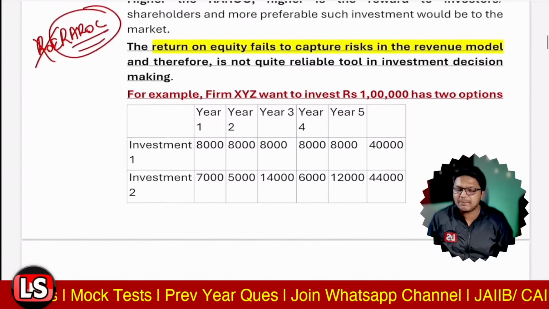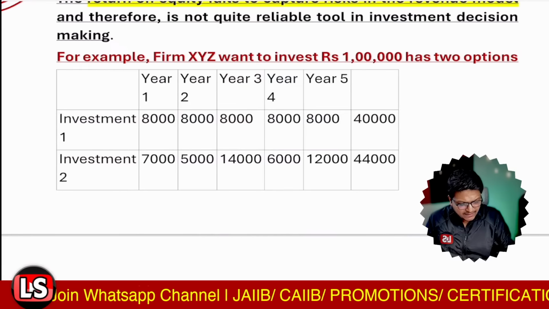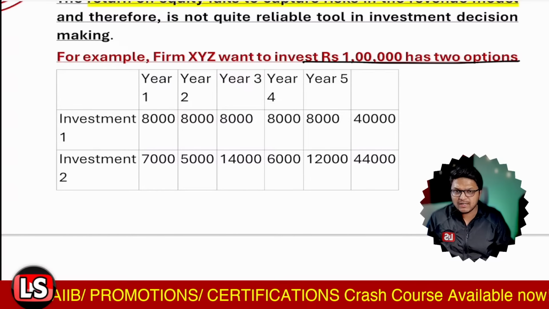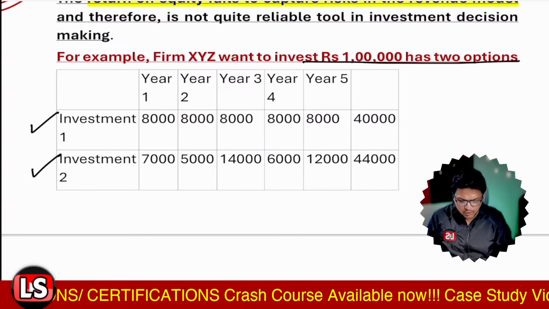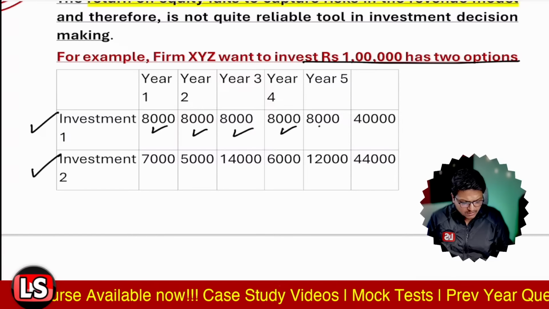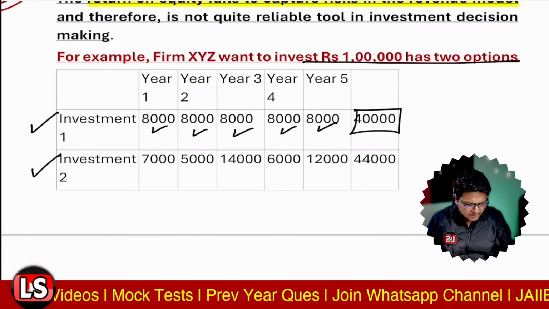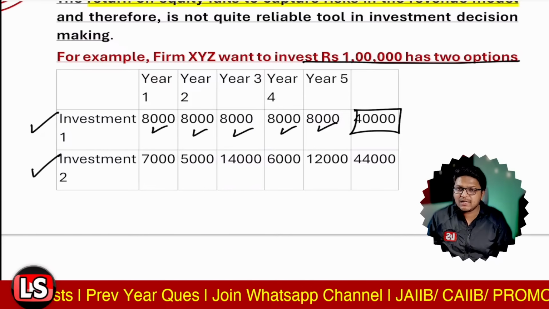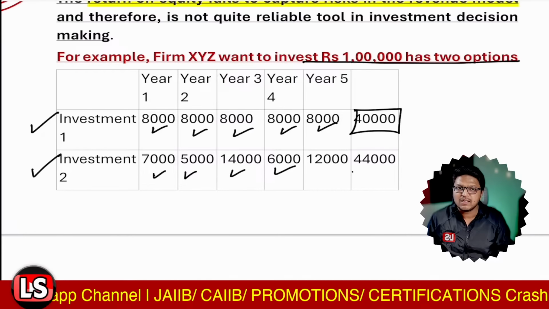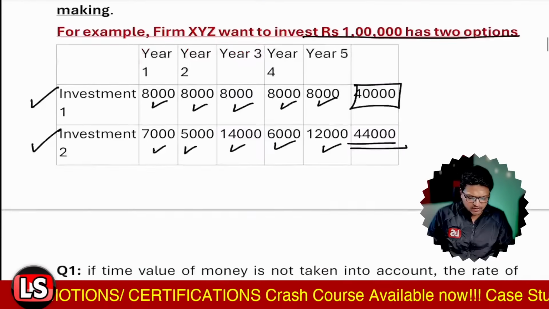Now let's consider the example. We have a firm that wants to invest rupees 1 lakh, and they have, let's say, two options: investment one and investment two. In investment one, they get 8,000 returns each year for 5 years, and in total they get 40,000 rupees. In investment two, there is variability in the inflows: in the first year 7,000, then 5,000, 14,000, 6,000, and 12,000. In total, we get 44,000.